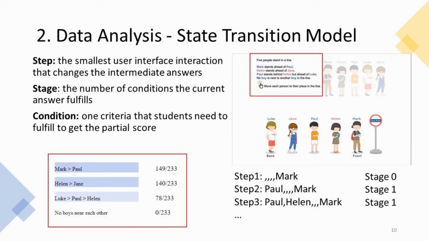In the data analysis module, we use state transition to model students' problem-solving processes in multi-step questions. Step is the smallest user interface interaction that changes the intermediate answers. Stage is the number of conditions the current answer fulfills. Condition is one criterion that students need to fulfill to get the partial score. In the example, the student first drags Mark to the last position, and he fulfills no condition, so he stays in stage 0. And then on step 2, the student drags Paul to the first position, and he fulfills the first condition. Mark stands ahead of Paul, so he moves on to stage 1.